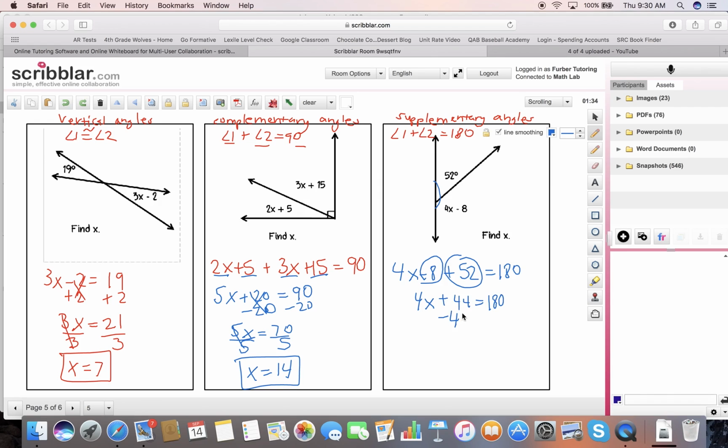And then I subtract 44 from both sides. And I get 4x equals 136. So to solve, I divide by 4. And I get that x equals 34. Now, this one already gave you 52. So you don't have to plug 34 into this and multiply by 4 and subtract 8 to find that angle. You could have just said 180 minus 52, and that would give you what this angle measurement is.